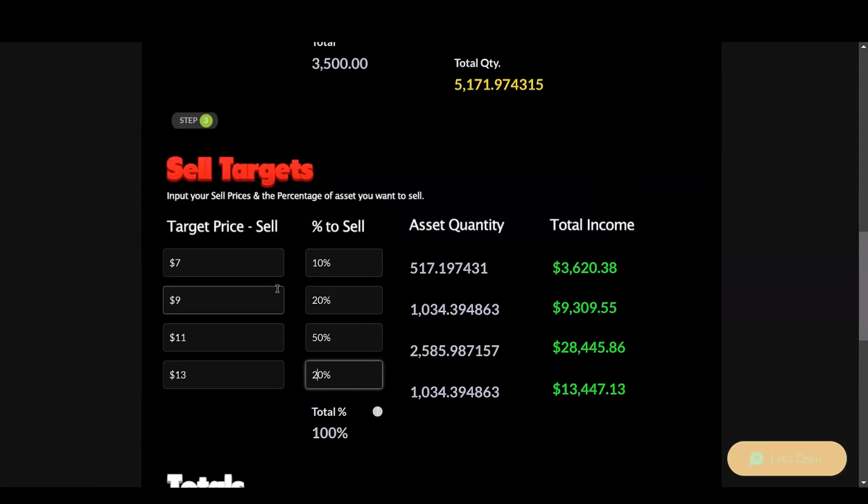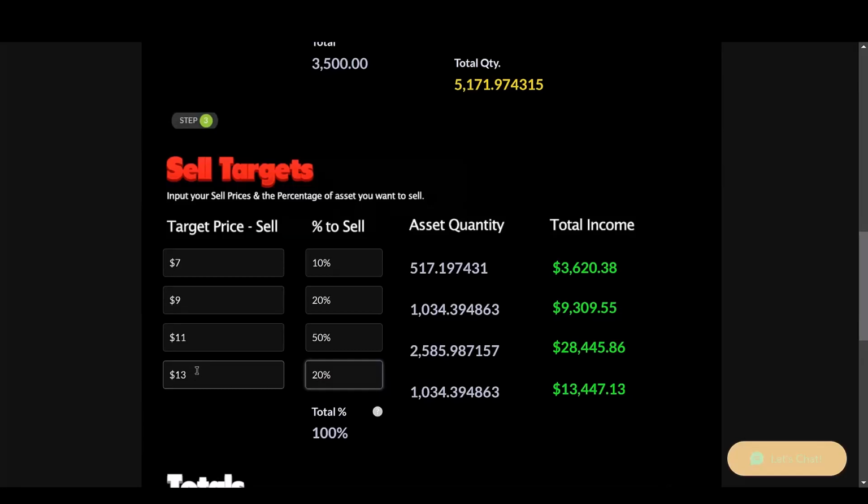This is all around crypto Twitter, and it's been targets based on Fibonacci retracements since 2019. So these figures are definitely set in stone, and there's no reason to think, especially now, that we are not going to hit those targets. So my first sell target will be $7. Second sell target will be $9. Third sell target will be $11. And the final sell target will be $13. You do your sell targets wherever you want.